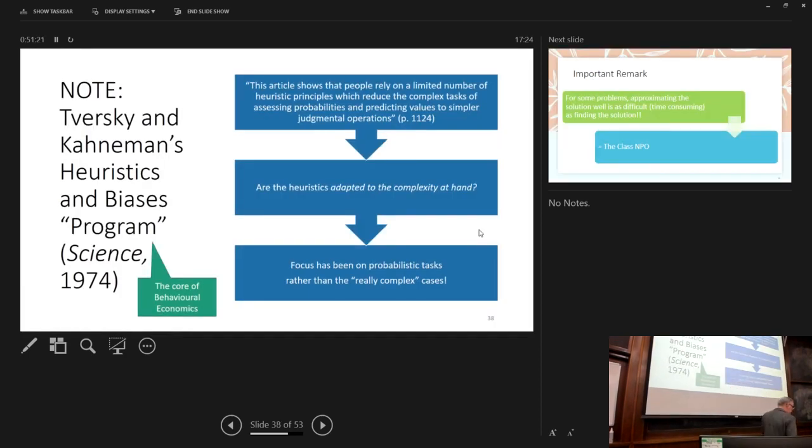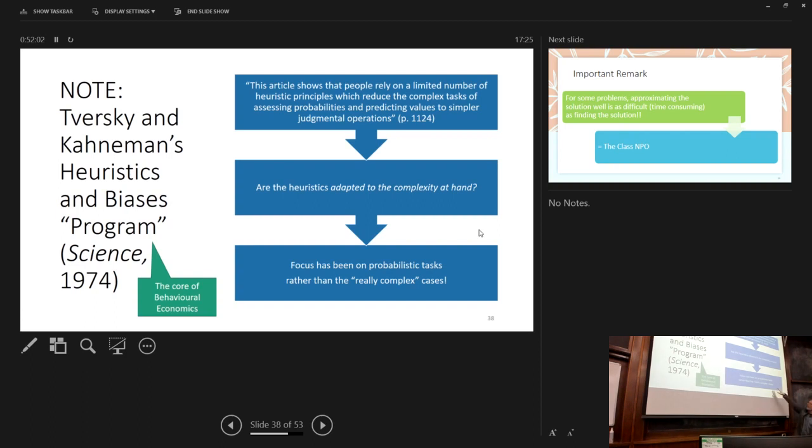Note, this is actually a very puzzling question that you have to ask this in 2023, because of Kahneman and Tversky's famous science paper in 1974, which has become the core of behavioral economics. It's the beginning of the heuristics and biases program. They basically argued that people rely on a limited number of heuristic principles, i.e. algorithms, which reduce a complex task, without defining what complexity means, the complex task of assessing probabilities, and predicting values, to simple judgmental operations. The question that you should ask is, are the heuristics adapted to the complexity of it? And so we're trying to answer that here.